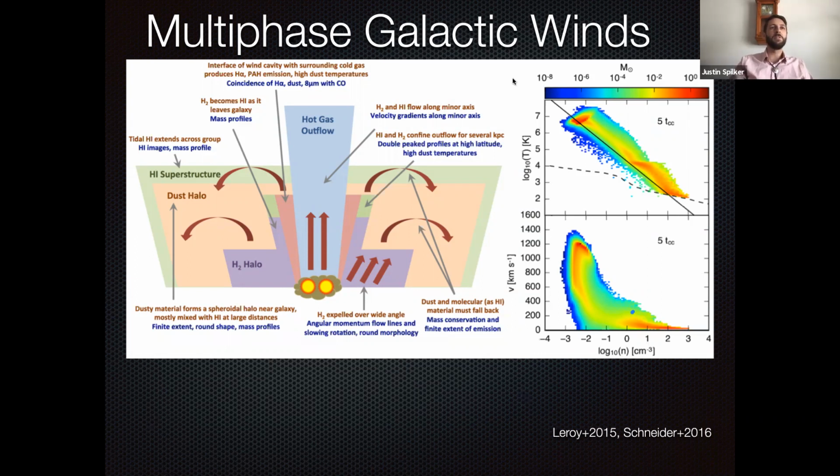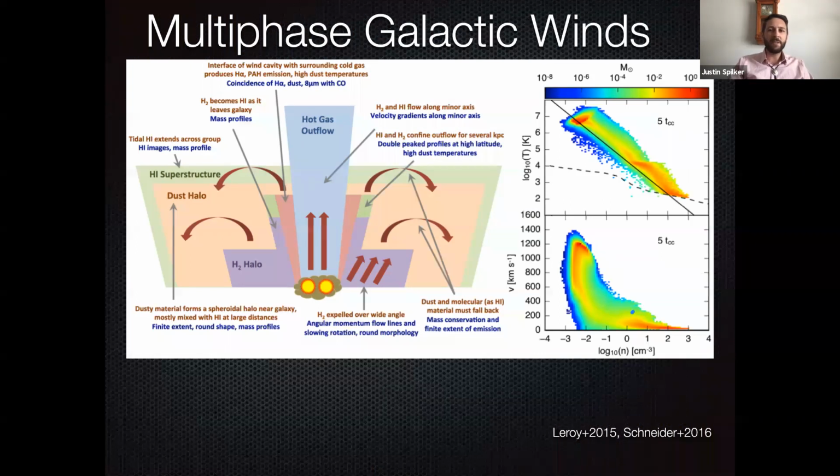A similar story emerges from simulations, where we find that if you attempt to accelerate a wind from a galaxy, you very naturally emerge with a temperature and density structure that spans all of these orders of magnitude in that parameter space. That tells us that we can trace these outflows across all wavelengths, from the X-ray to the radio, and that if you only observe a wind with one particular tracer, you're probably only seeing a small fraction of what's really going on in the physical system.